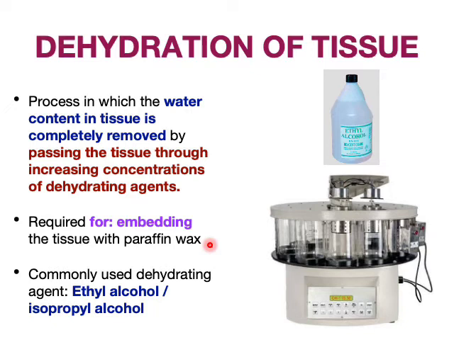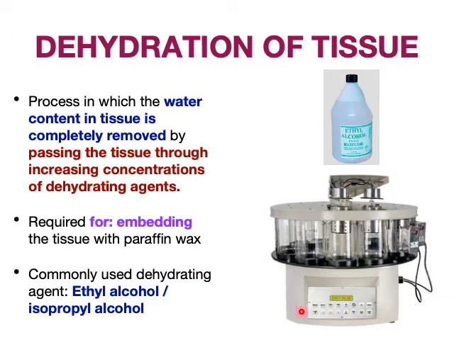So how is it done? By passing the tissue through increasing concentrations of the dehydrating agents. So we will be increasing the concentration of the dehydrating agents. The commonly used dehydrating agents are ethyl alcohol and isopropyl alcohol.